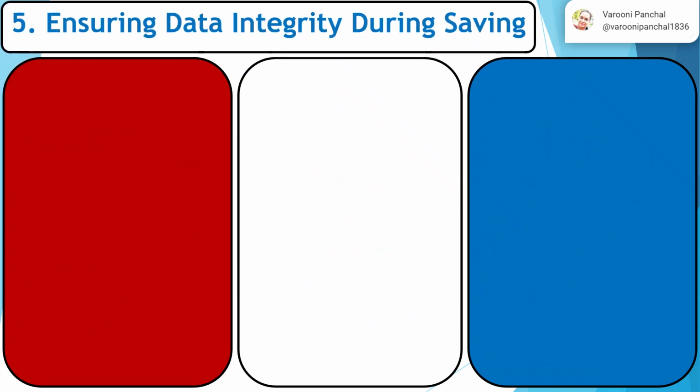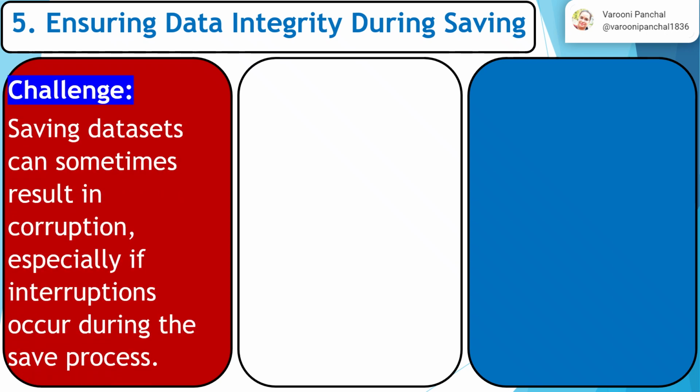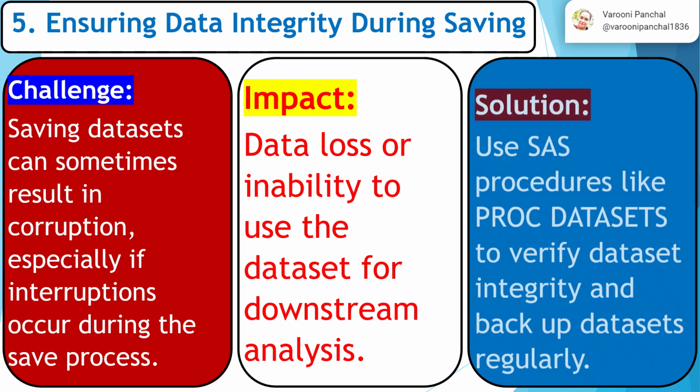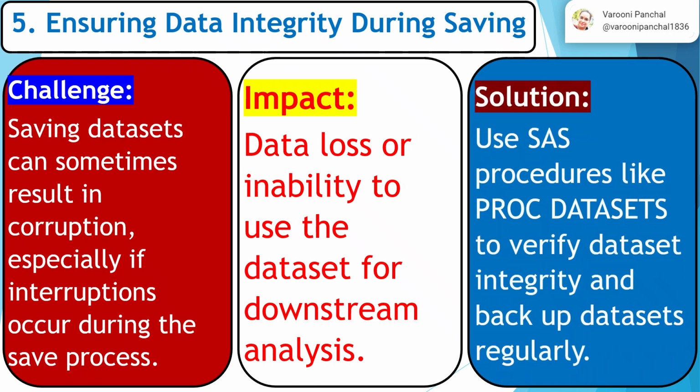Number 5. Ensuring data integrity during saving. Challenge. Saving datasets can sometimes result in corruption, especially if interruptions occur during the save process. Impact. Data loss or inability to use the dataset for downstream analysis. Solution. Use SAS procedures like proc datasets to verify dataset integrity and backup datasets regularly.